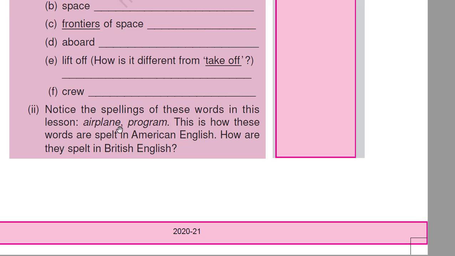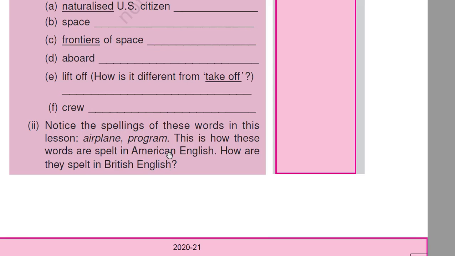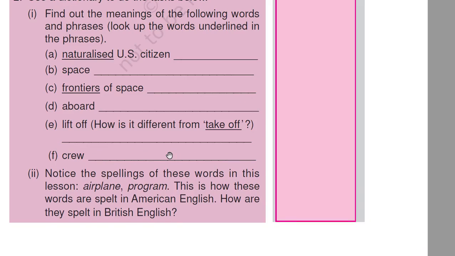Notice the spelling of these words in this lesson: airplane and program. This is how these words are spelled in American English. How are they spelled in British English? We need to say how it is spelled in British English. Airplane and program are American English.